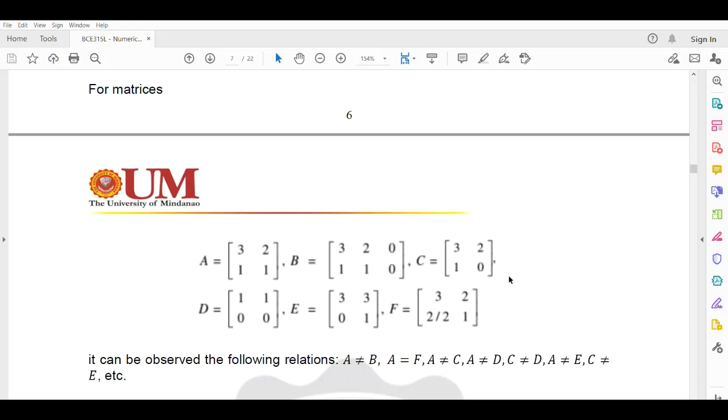Now, as you can see here, the only equal matrices are A and F, because they have the same size or dimension. A is a 2 by 2 matrix. F is a 2 by 2 matrix. And even the elements are also the same. We have 3, 2, 1, and 1. For this one, we have 3, 2, and 2 divided by 2, that is still equal to 1. So this is still equal with this element. And we also have 1. So the only equal matrices here are A and F.